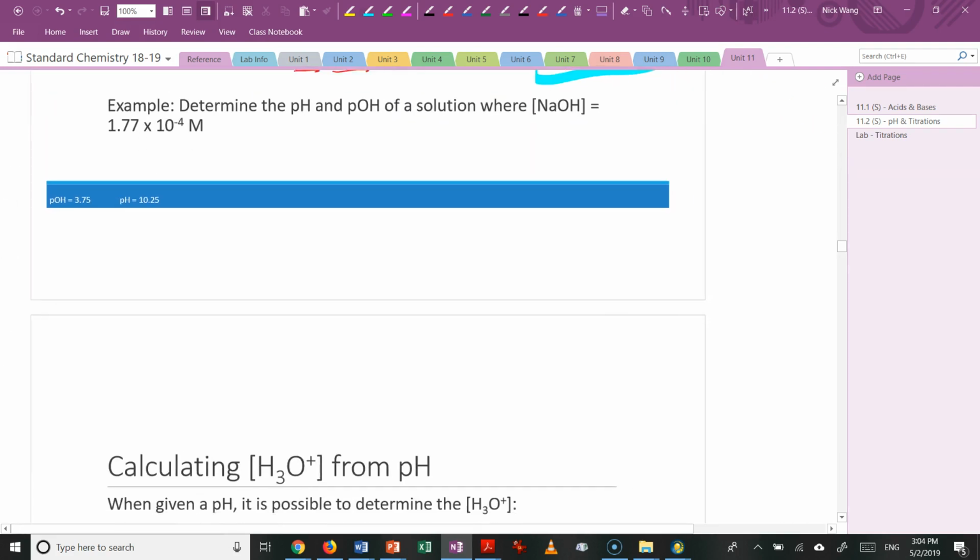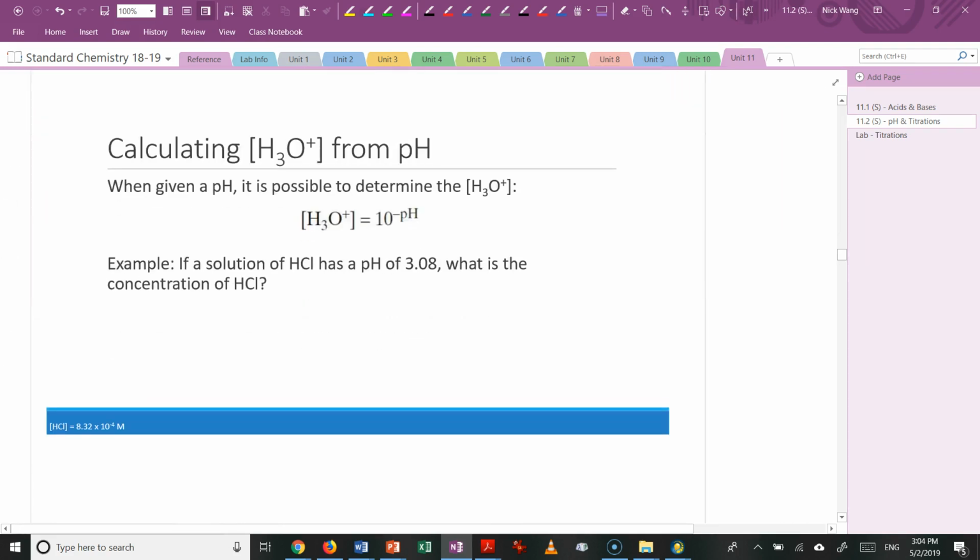All right. Let's finish this out just real quick, going backwards. If I were given a pH, how could I figure out the H3O plus concentration? Well, basically, you're doing the inverse. If you rearrange how this works, the concentration of H3O plus is 10 raised to the negative pH. So let's see how this works. If a solution of HCl has a pH of 3.08, what's the concentration of HCl? All right, let's try this out.